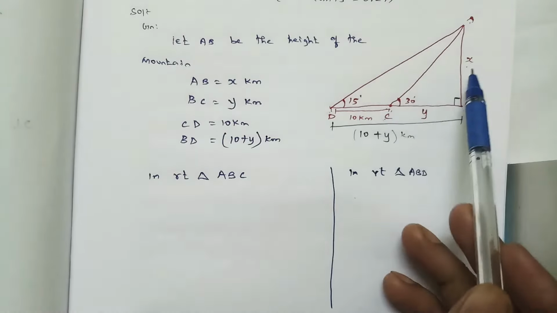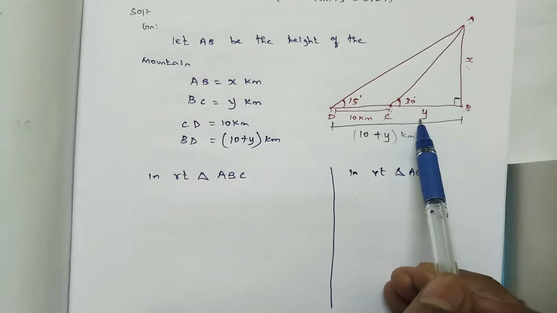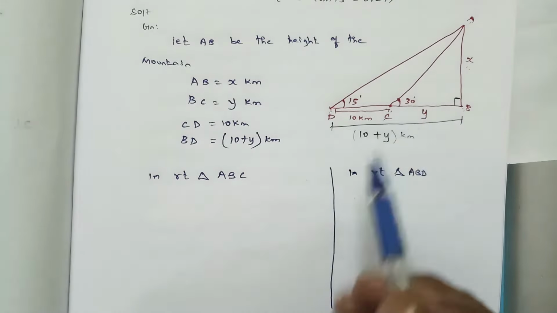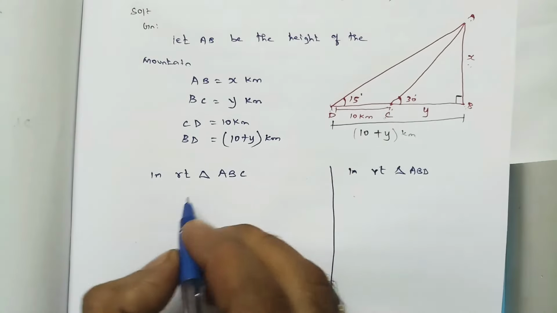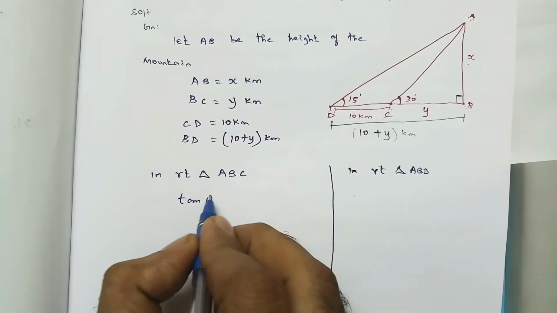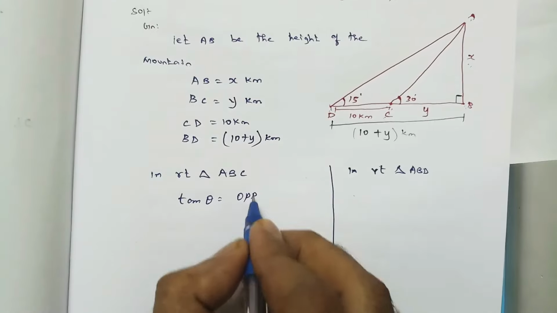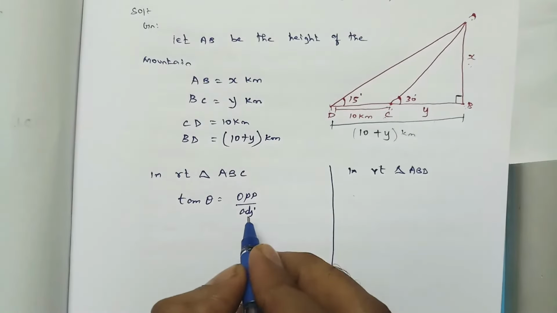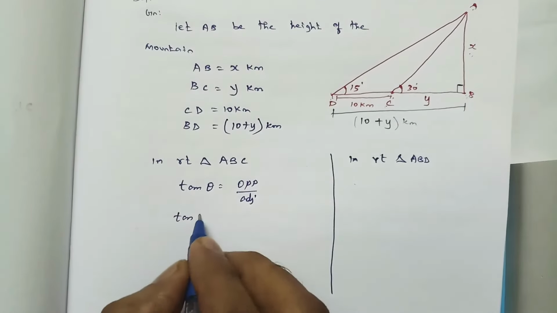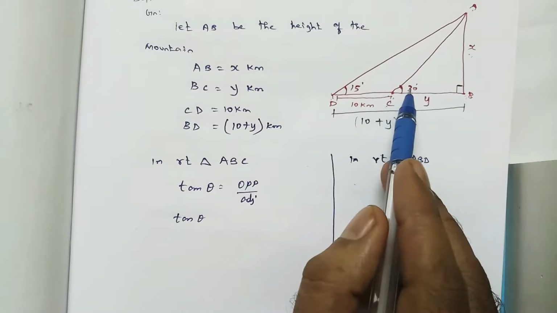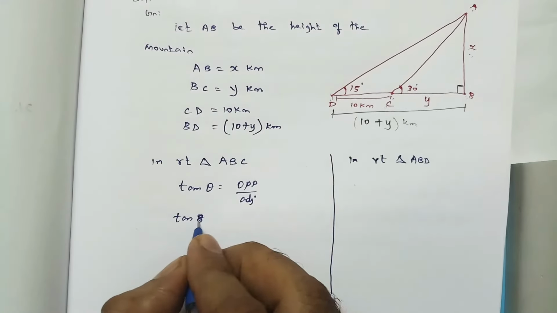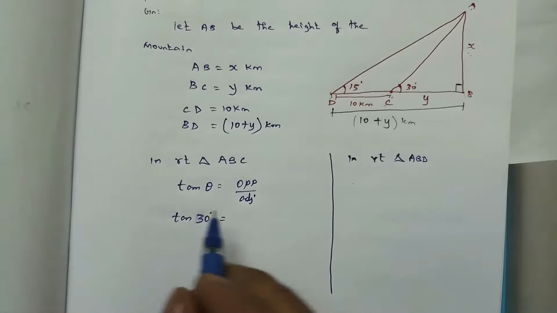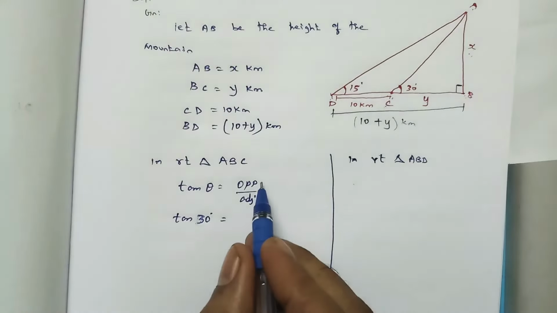So for 30 degrees, X is the opposite side and Y is the adjacent side. So opposite by adjacent, tan theta. So I am going to use the trigonometric ratio tan theta. Tan theta is equal to opposite side divided by adjacent side. What is theta for the right triangle ABC? 30 degrees. So tan 30 degrees is equal to opposite by adjacent.